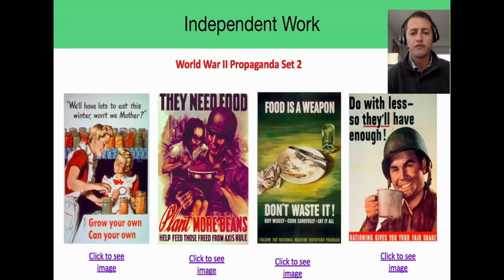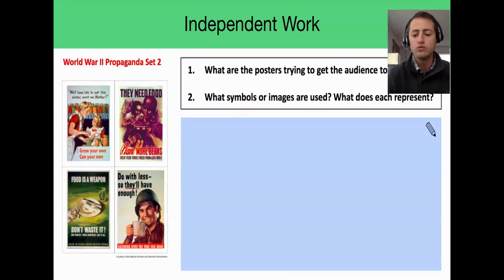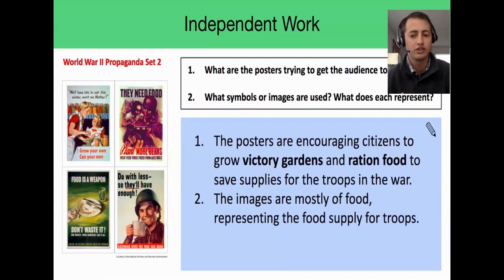And so the World War II propaganda set 2 is all about victory gardens and food rationing. You've got 4 different posters here, 3 of them focus heavily on rationing, and this first one focuses on growing your own food in a victory garden. This is going to be content that students aren't really necessarily going to get somewhere else. So use this slide as a chance to really reinforce these ideas for students when you're going over it with students.